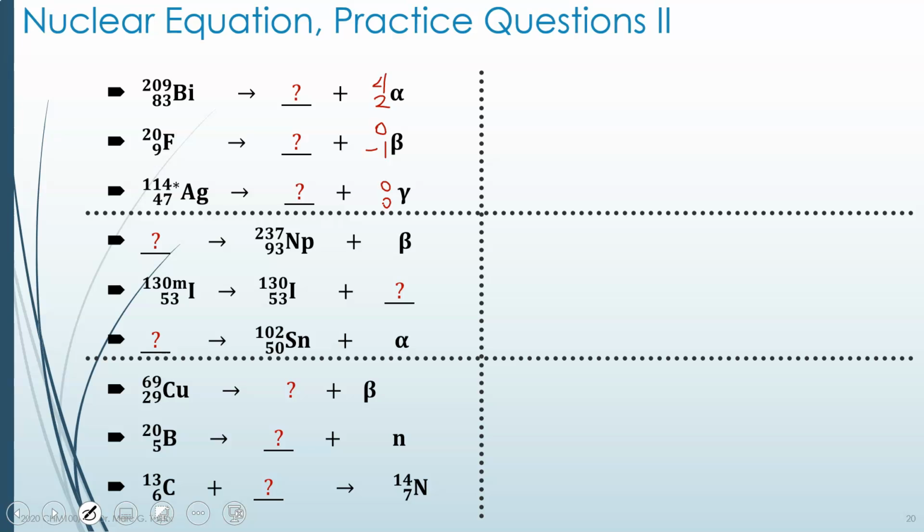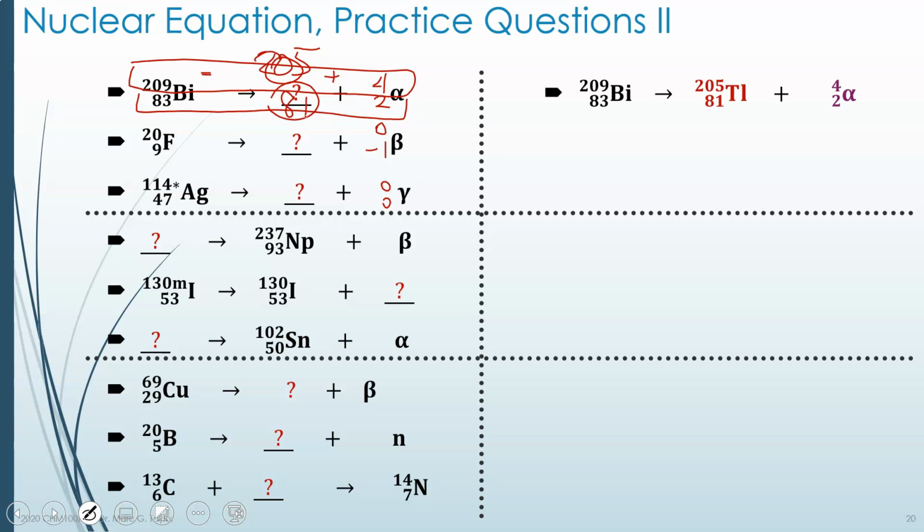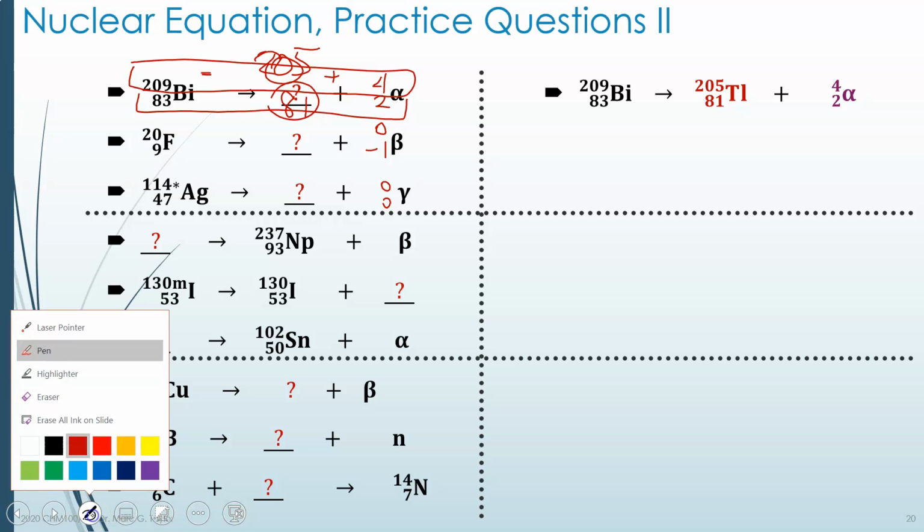So you're going to be looking at only the top numbers first, and then only the bottom numbers. And when you do that, you realize you have a top number here. What plus 4 equals 209? Well, it's 205, obviously. And what down here, what plus 2 equals 83? Well, that's 81. So we know our numbers are 205 and 81. We then go to the periodic table and look up 81, and that is thallium.